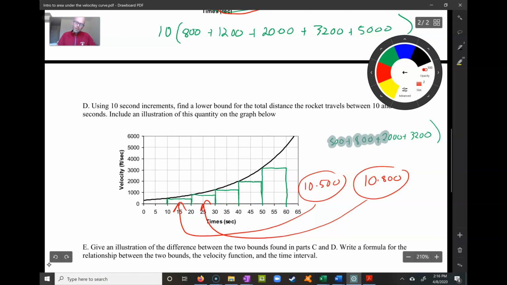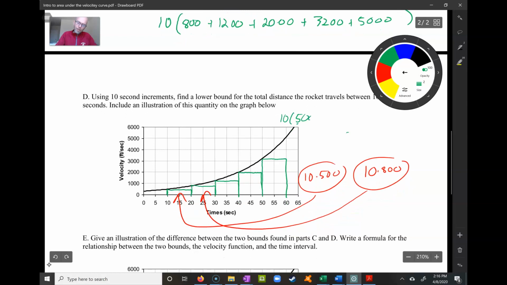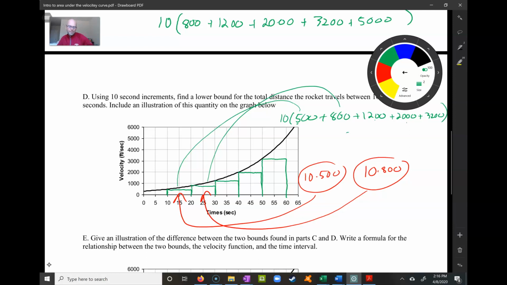Shoot. Glad I looked that back over. That should have been 10 times 500 plus 800 plus 1200 plus 2000 plus 3200. Okay, so the first pair goes there, the second pair goes there, and you can see that's the third interval, the fourth interval, and the fifth interval. Okay?